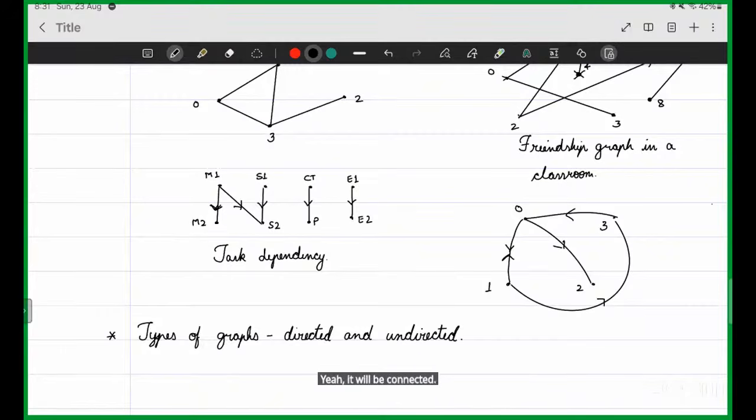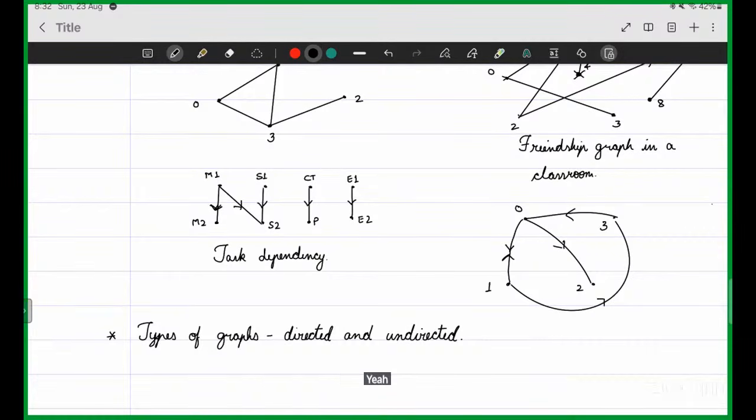Can you go from any city to any city? No, we cannot go from two to any other. What about two? Can you start from two and go anywhere? No, two is not. Right? So let us talk about just reachability of a single vertex. Starting from 0, can I reach every other place?